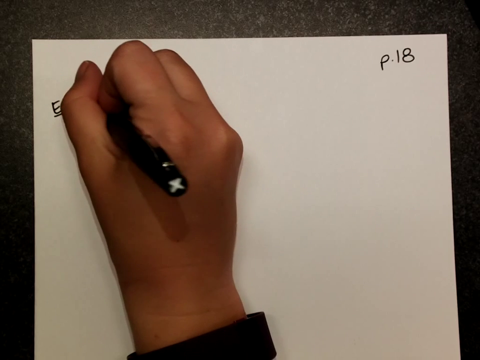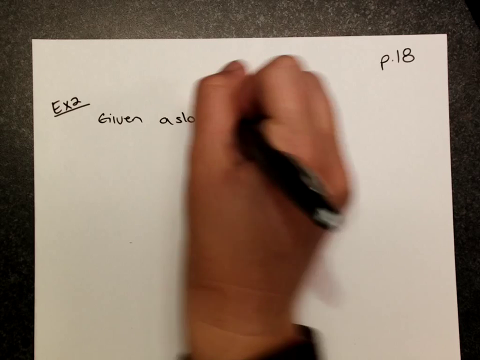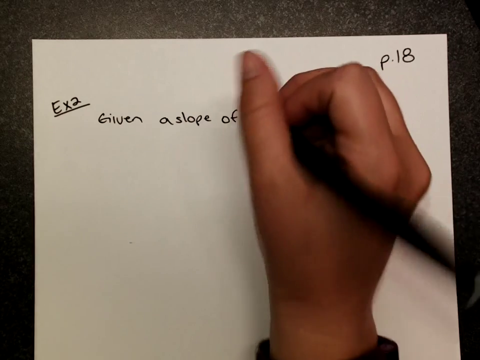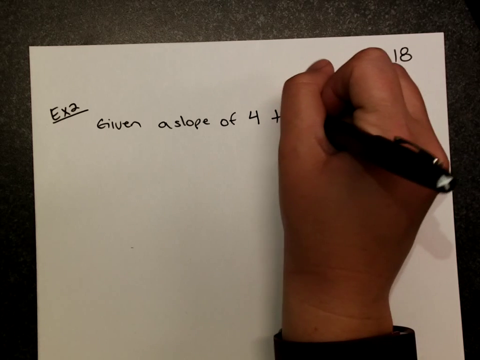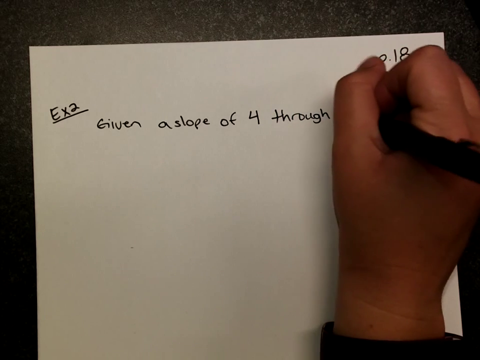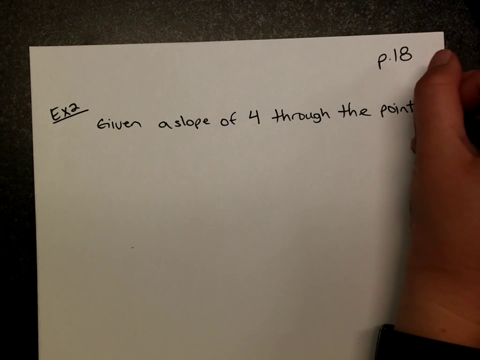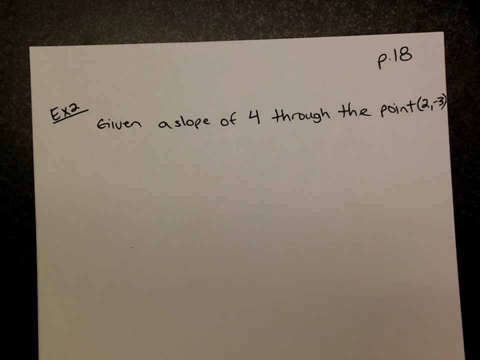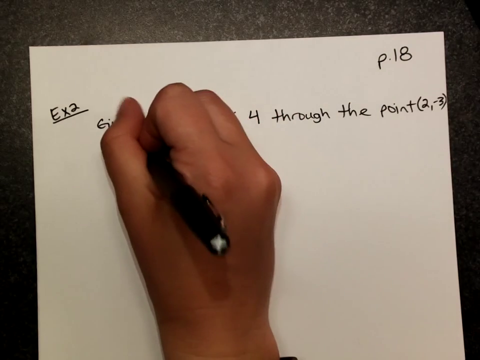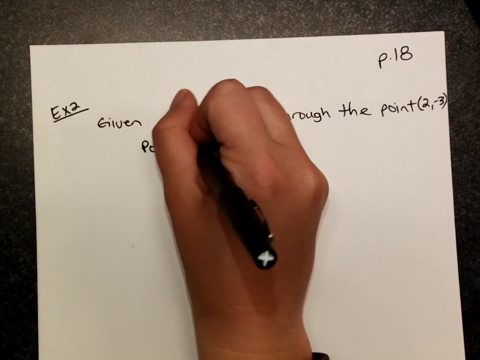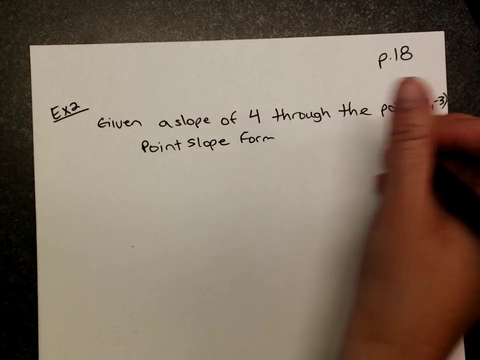So we have given a slope of, this time we're going to have a slope of 4 through the point, and the given point will be 2, -3. And so when you're given all this crazy information, you start with point slope form because you have a point and a slope.